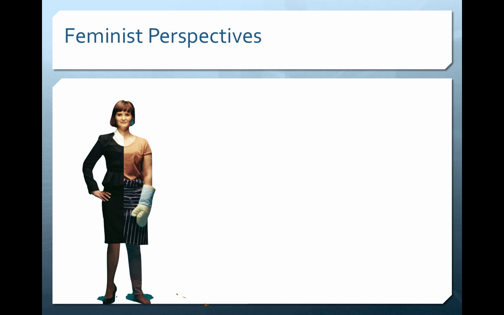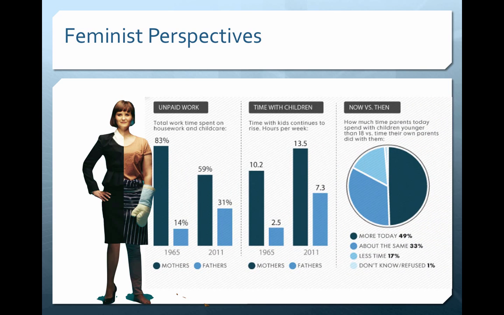We do see shifts in the amount of time being spent in unpaid work, time with children, now versus the way it used to be. And there are some changes both for men and for women. We see in some of the newer, younger families that there's more equal division of responsibility after the work time.